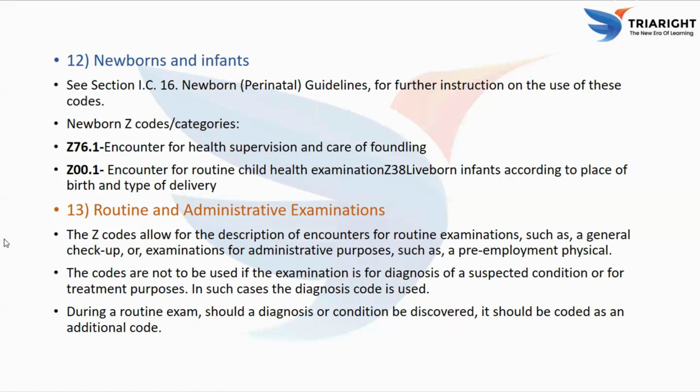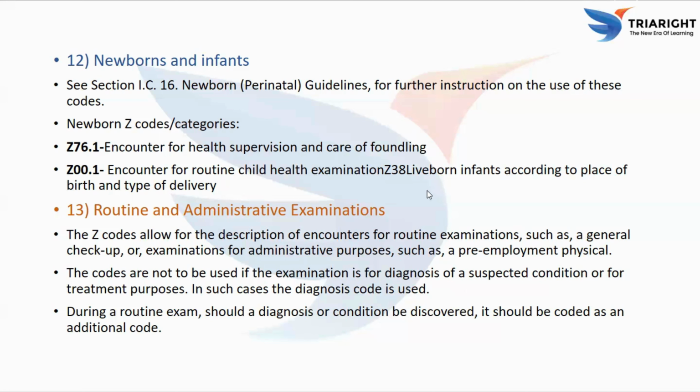So next important code is Z00.1, encounter for routine child health examination. So this is used for routine baby checkups, used for growth and development monitoring and immunization visits if there is no illness. Example, 1 month well baby visit with no problems. So you have to code Z00.121 or Z00.129 with or without abnormal findings.